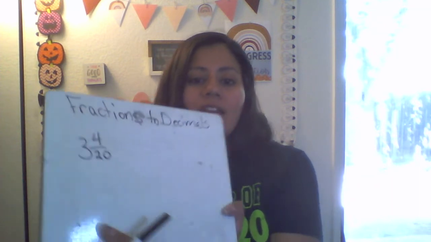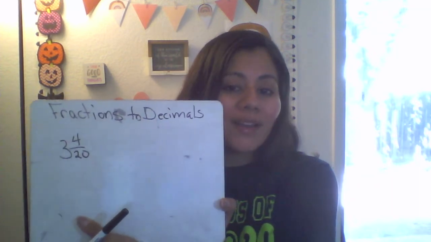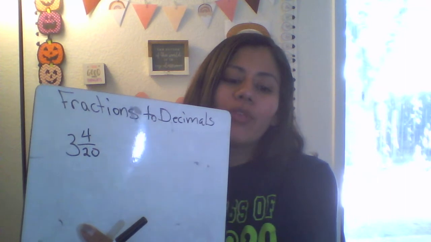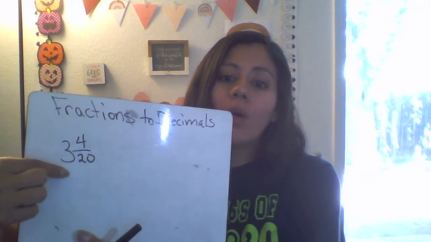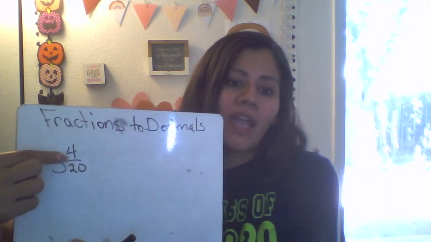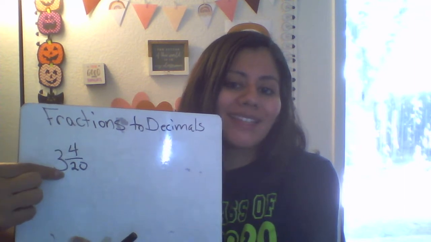So now I'm going to show you how to convert fractions to decimals. What you need to know is that a fraction is technically a division problem. So that's the clue. When we have a fraction like 3 and 4/20, we actually have 3 wholes, so 3 whole pieces of pizza, and 4 out of 20.